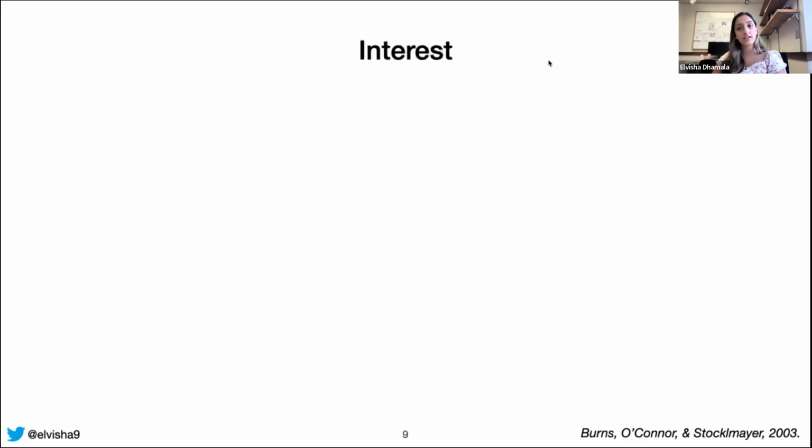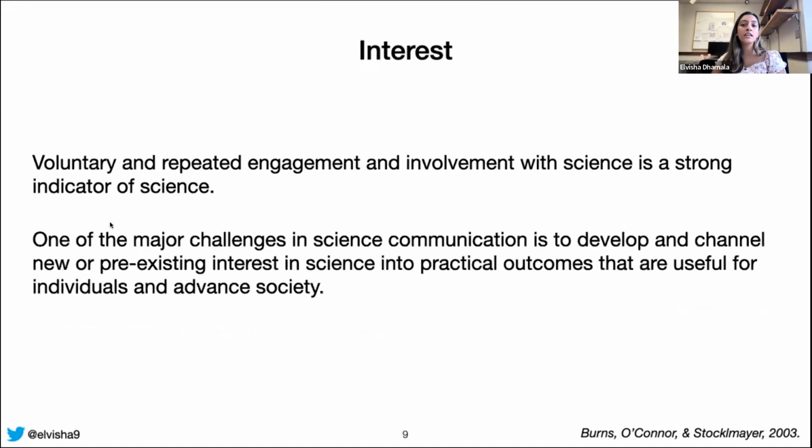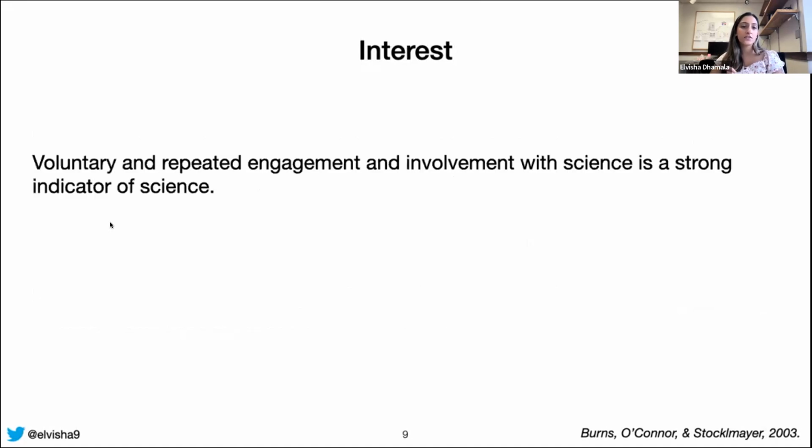So the third is interest. And voluntary and repeated engagement and involvement with science should generally be a strong indicator of interest in science. Let me back up for a second. A strong indicator of interest in science is really important, and I'd argue that it is actually more important than understanding or memorizing scientific content. Because if you don't learn anything at all from today's session, that's fine.